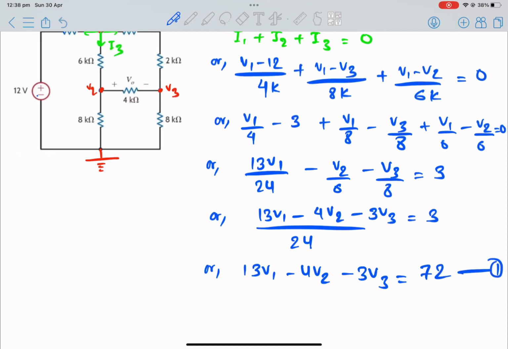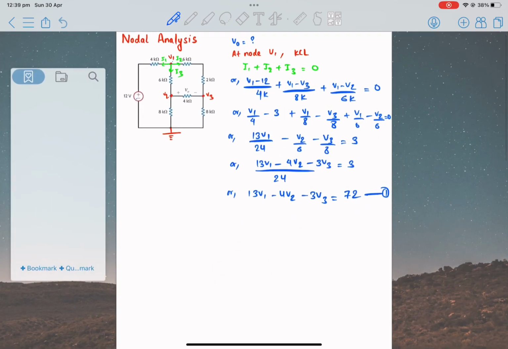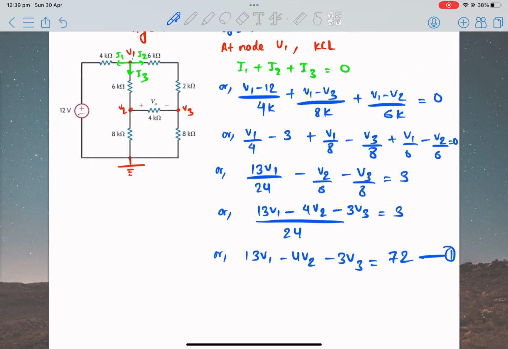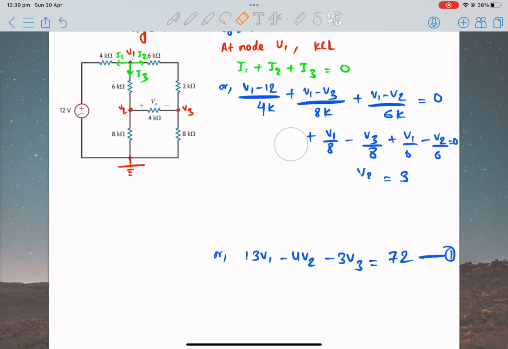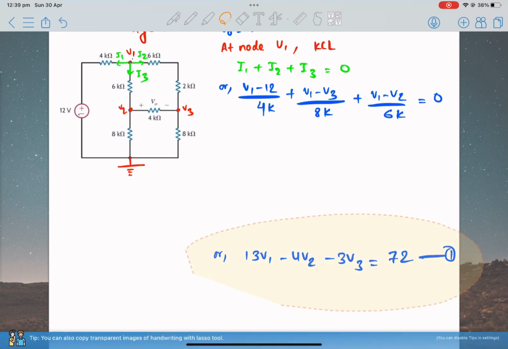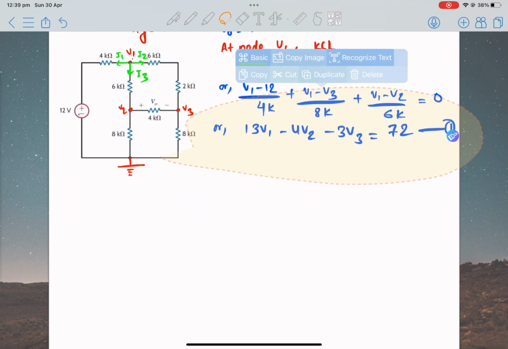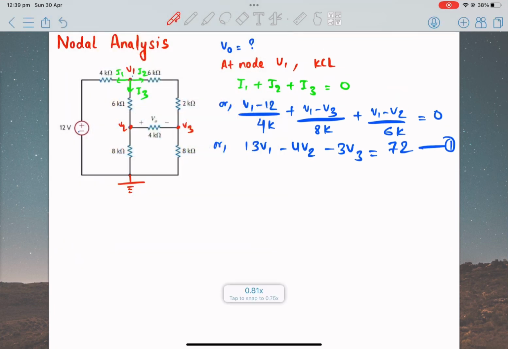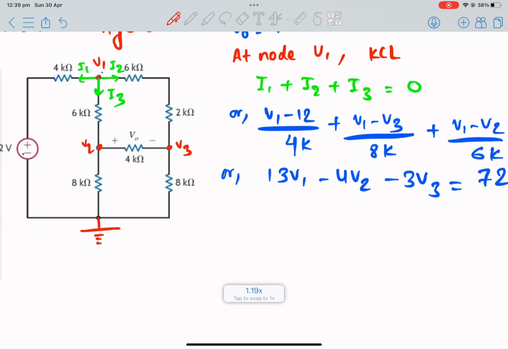You can skip the calculation part if you want to know the nodal analysis only, but this is one of the ways I used to solve these kinds of equations. So let me remove this so that I can see my circuit while solving the other nodes, and let me keep this over here. So this is our first equation.